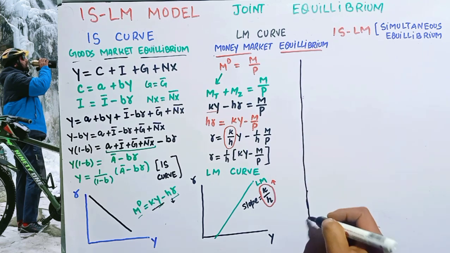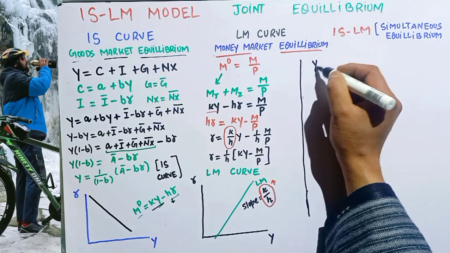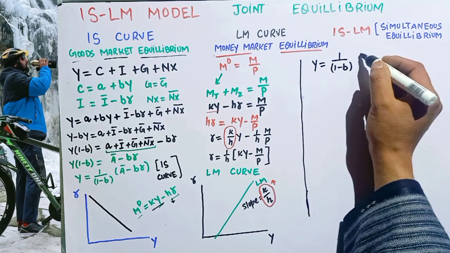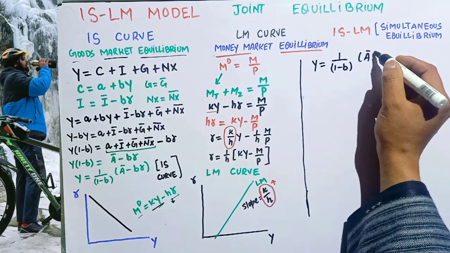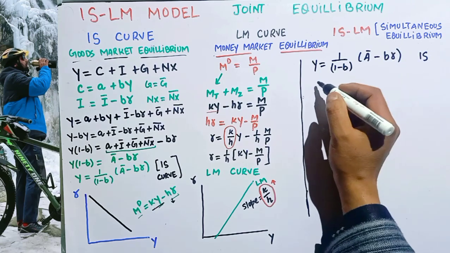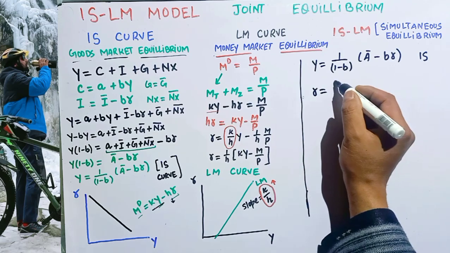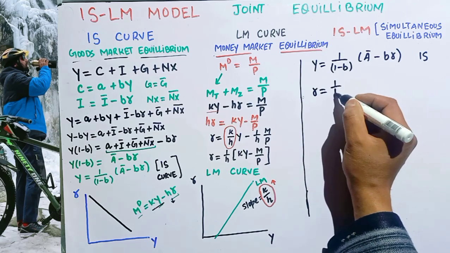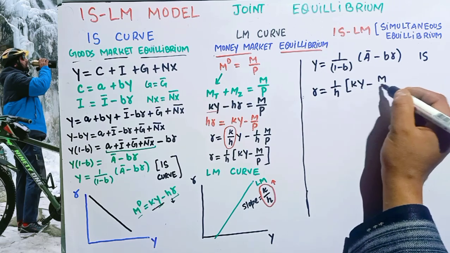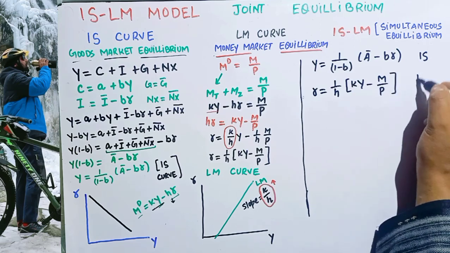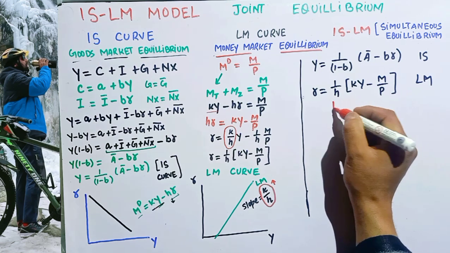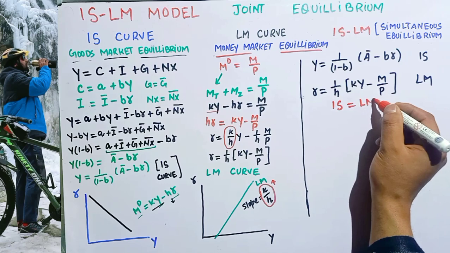So let us rewrite our IS and LM equations. Our y is equal to 1 upon 1 minus b, a bar minus br. This is our IS equation. And we got r is equal to 1 upon h, ky minus m upon p, which is our LM equation. Now simultaneous equilibrium requires that our IS should be equal to LM.